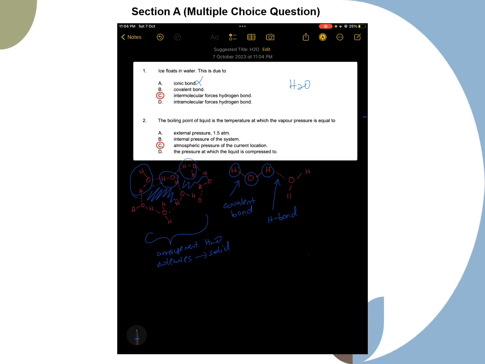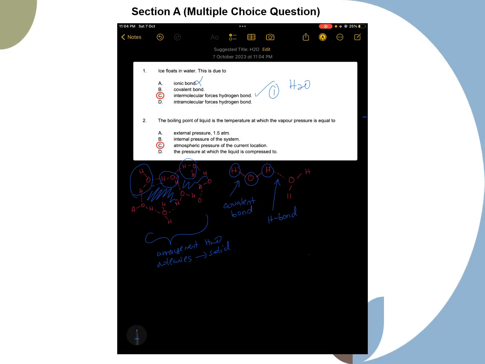So because of the hydrogen bond, it becomes expanding, and then it becomes more stable, and it will arrange in a beautiful arrangement, consuming so much space, so it has lesser density than water, so it will float. So the answer is C.